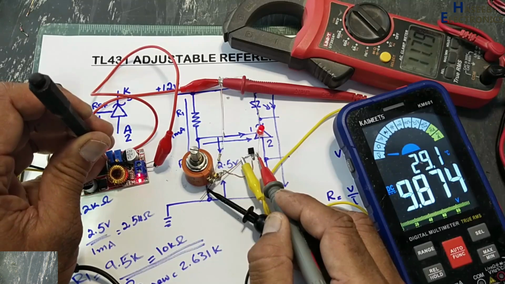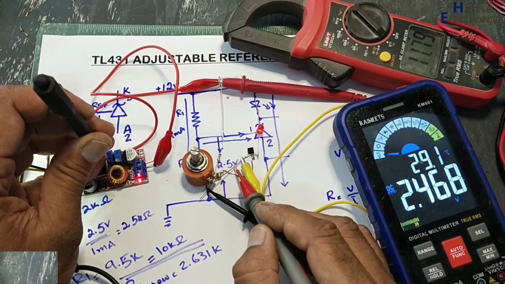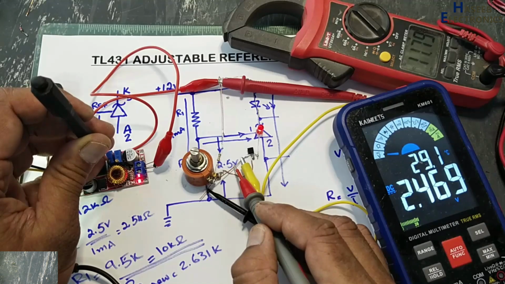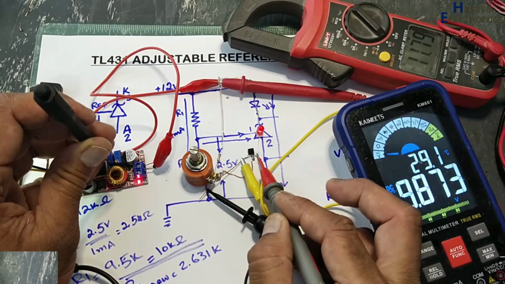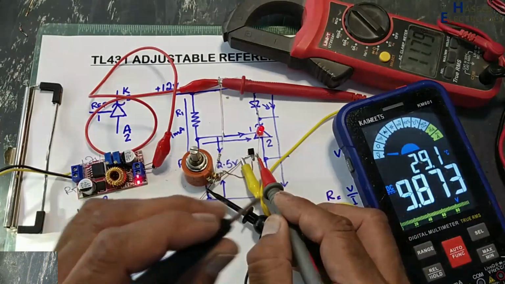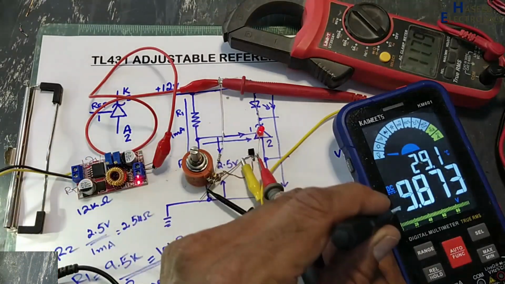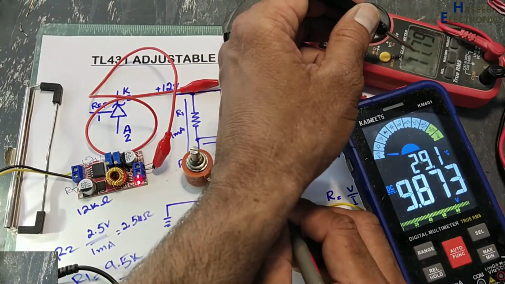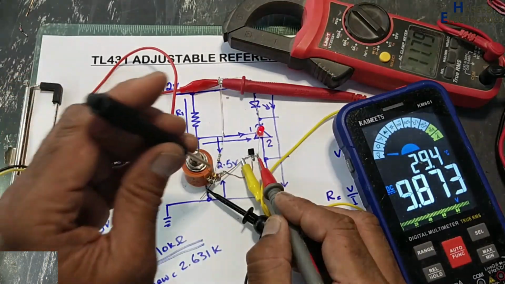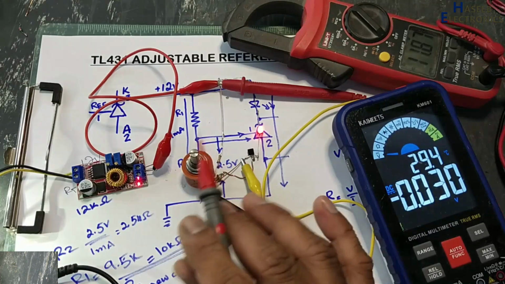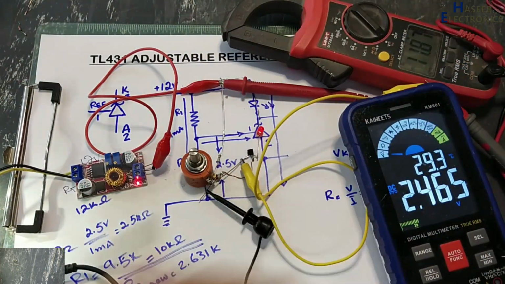When the reference voltage is less than 2.49, 2.485, 2.49, 2.5, at that time maximum voltage will drop across this component: maximum voltage minus 2.5 volt reference. 9.87 out of 11.79, 9.87 is dropped here. By controlling the reference voltage, it will control the cathode current, that is the output current.